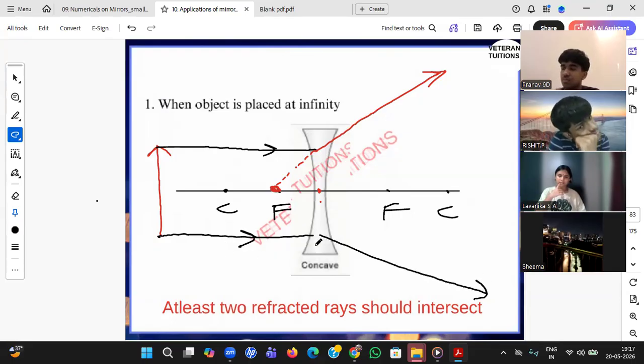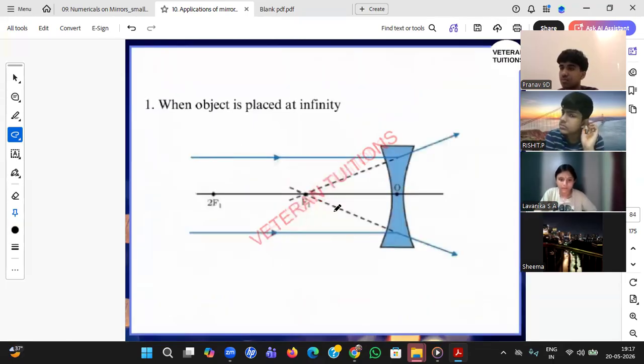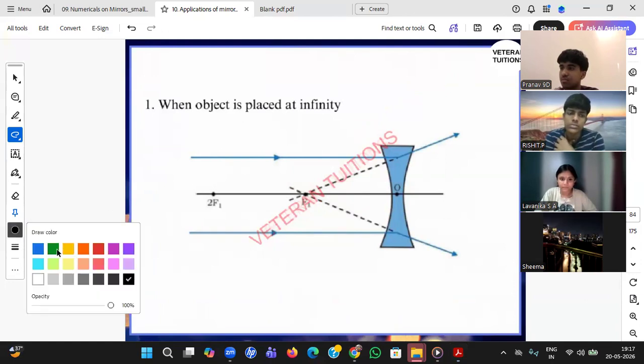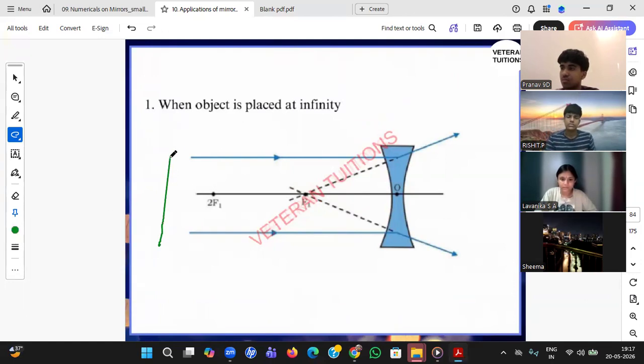But again, sir, it's a parallel ray. It should go to the focus. Extend it backside. Ensure that it is passing through the focus, and this is what the actual figure is. Okay. So yes, Rishit, help me with the characteristics of the image.